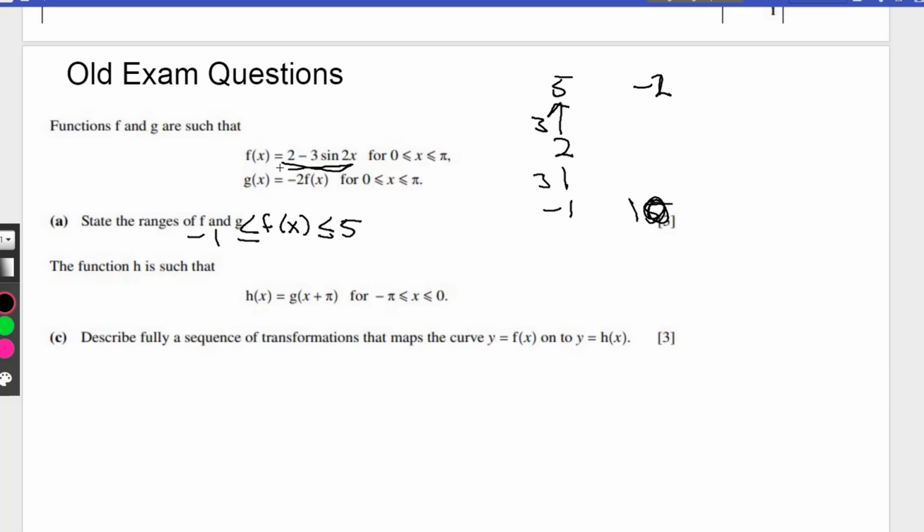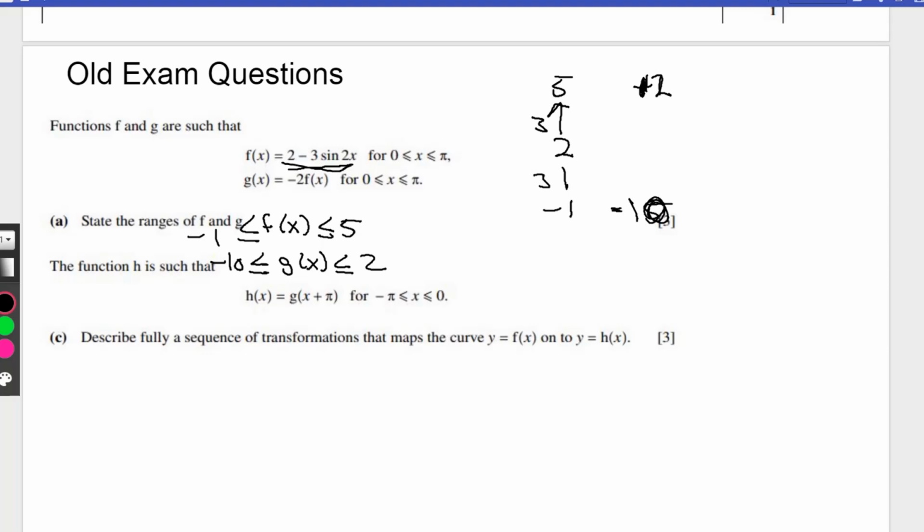So now, I'm not sure that makes sense. Let's take a look at that. Oh, I see. We're multiplied by -2. So this is going to be a 2. -1 times -2 is going to be 2. And this is going to be -10. Now that makes sense because my bottom number has to be lower, right? So then g of x is less than or equal to 2 and greater than or equal to -10.